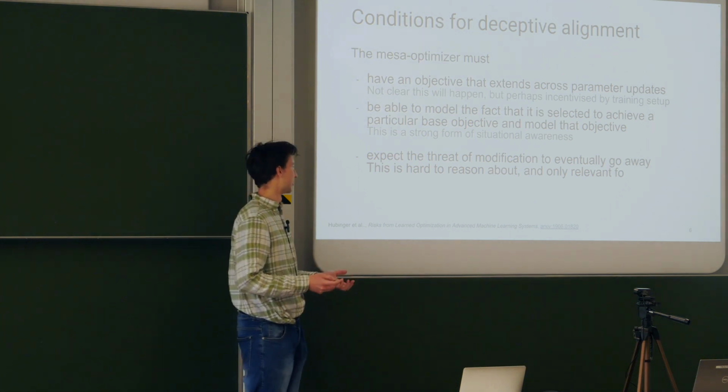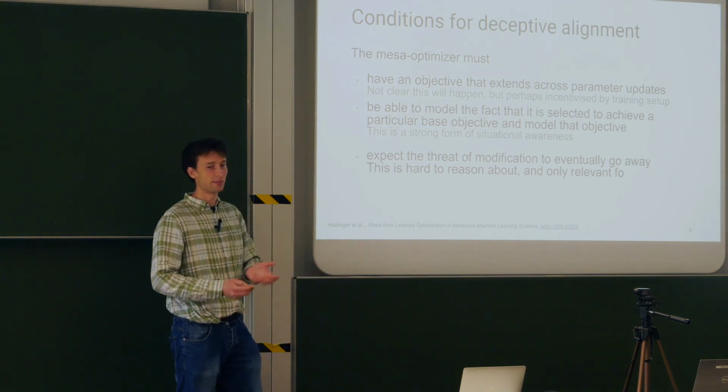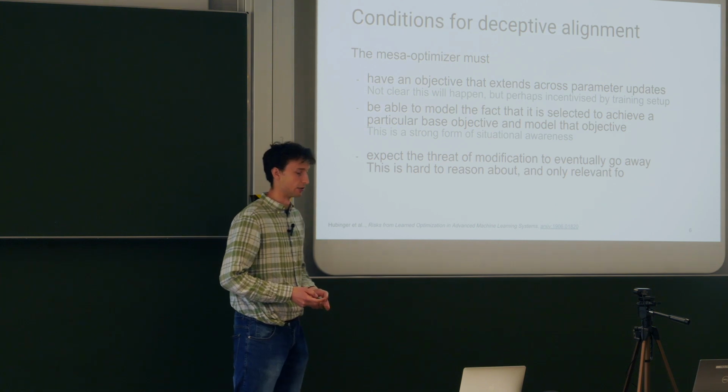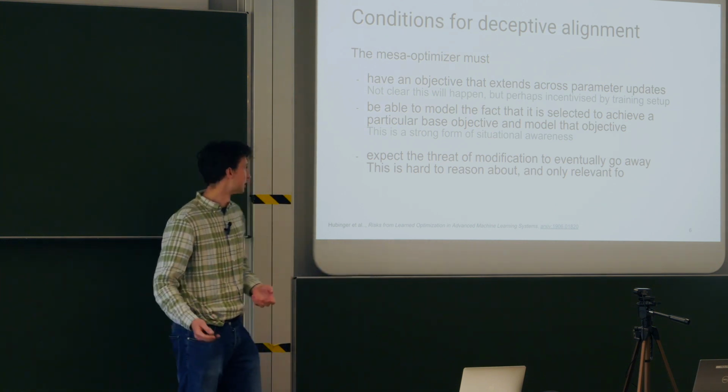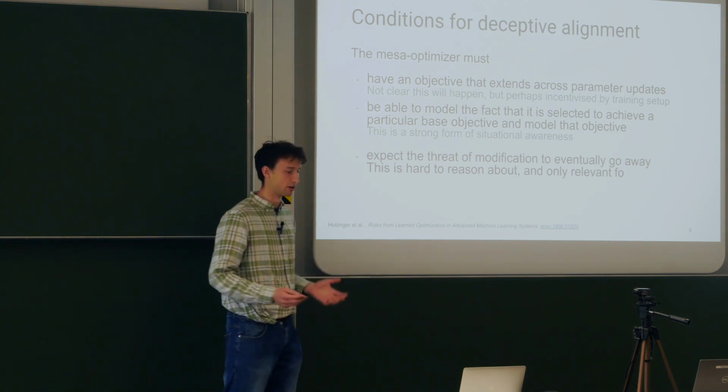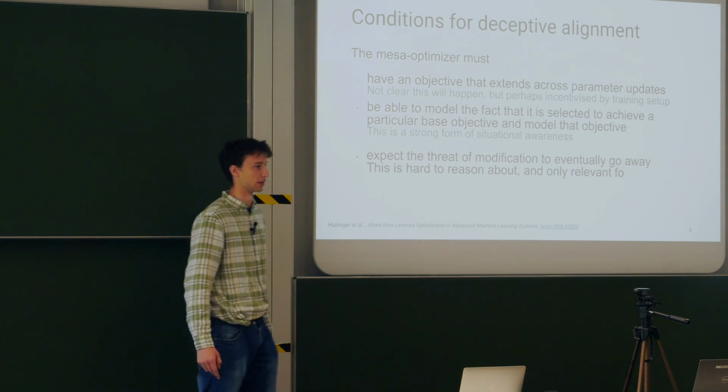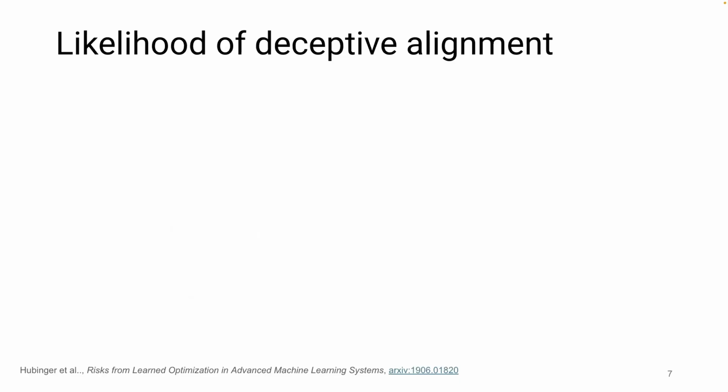There might be some system in the future where it knows that there's some actions it can take that will be either unobserved and not lead to further training, or where it can do kind of whatever it wants and it knows that it's not at risk of further modification. So let's now think about the likelihood of deceptive alignment.